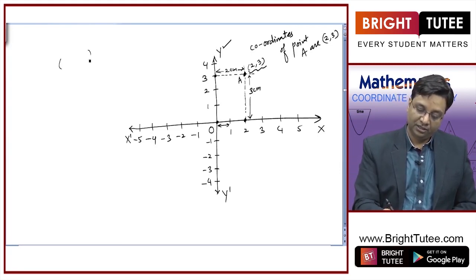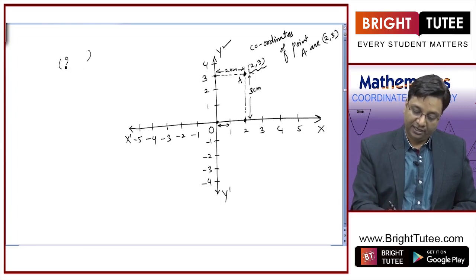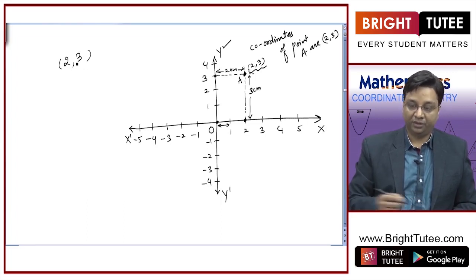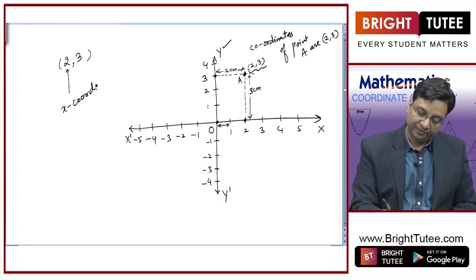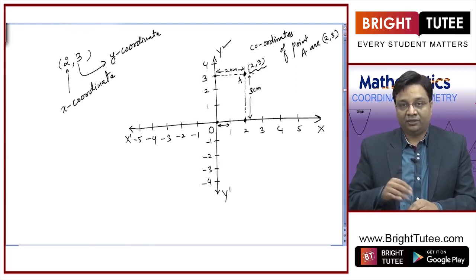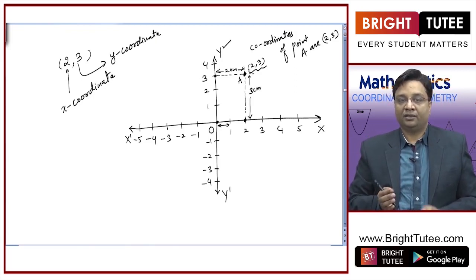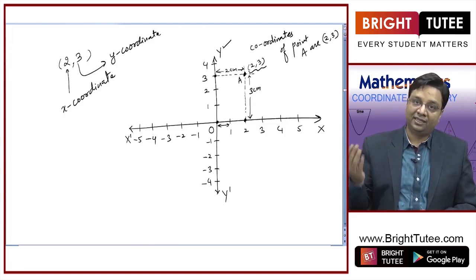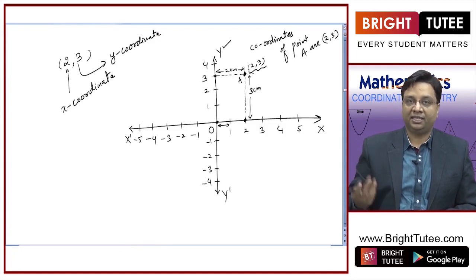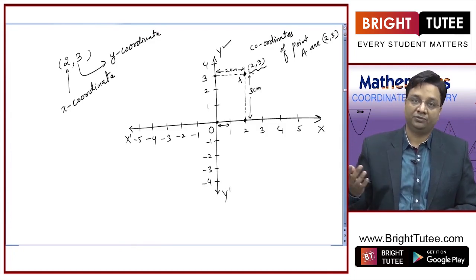This is how the coordinates are written, right? We use this open bracket and write the coordinates like this. For example, in this case I have written (2, 3). Now this 2 means x coordinate, and this 3 means y coordinate. Why can't I write the y coordinate first and the x coordinate second? Because this is a convention, right? We have to go by a convention so that internationally we are following the same convention. Otherwise there will be huge confusion, right?